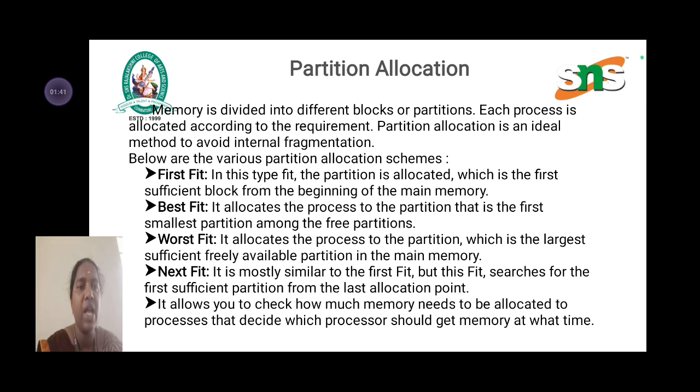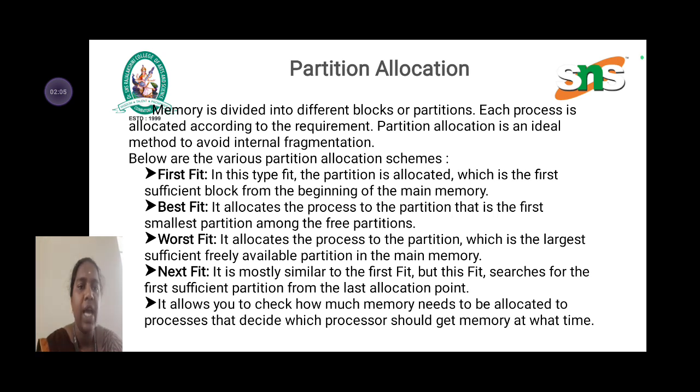The next one is partition allocation. Memory is divided into different blocks or partitions. Each process is allocated according to the requirement. Partition allocation is an ideal method to avoid internal fragmentation. Below are the various partition allocation schemes. The partition allocations are first fit, best fit, worst fit and next fit.